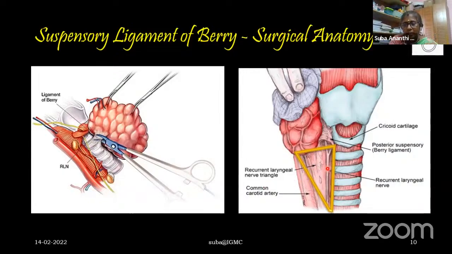The recurrent laryngeal nerve lies in the tracheoesophageal groove. That is, there is a groove between the trachea in front and esophagus behind. In this tracheoesophageal groove lies the recurrent laryngeal nerve. This recurrent laryngeal nerve can sometimes pierce the suspensory ligament of Berry, or usually it lies behind it. Sometimes it can lie anterior to it. So care should be taken not to injure the recurrent laryngeal nerve.